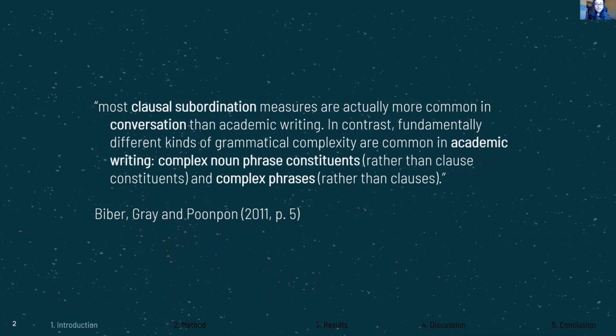And what they found is that academic writing has way more elaboration in the noun phrase, so the use of attributive adjectives and noun-noun sequences. So they suggest that we should be measuring complexity by looking at the noun phrase.